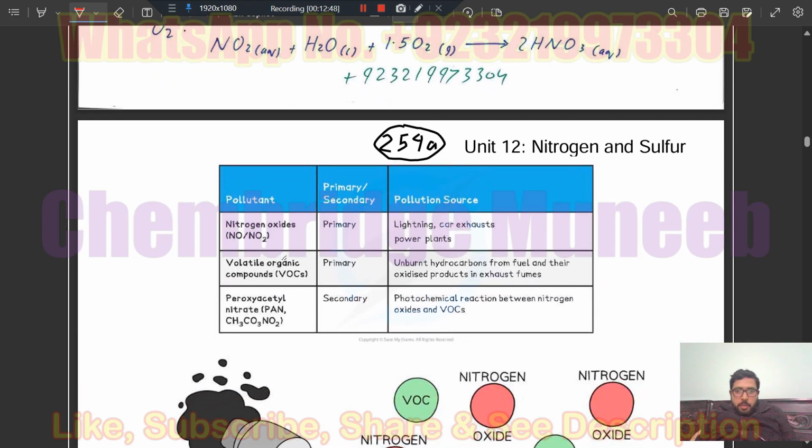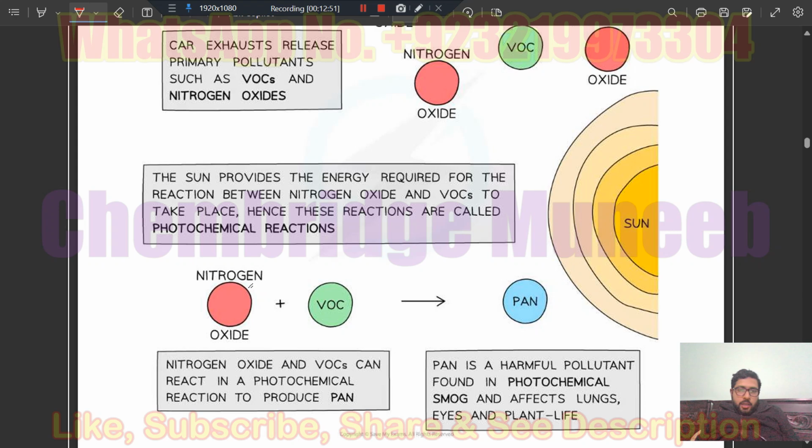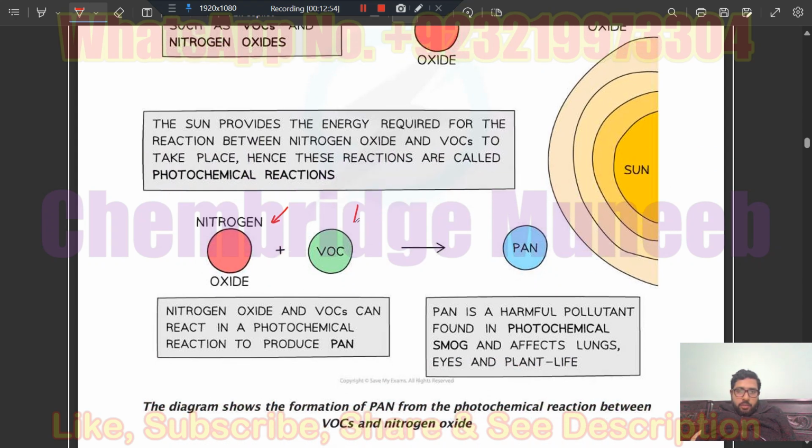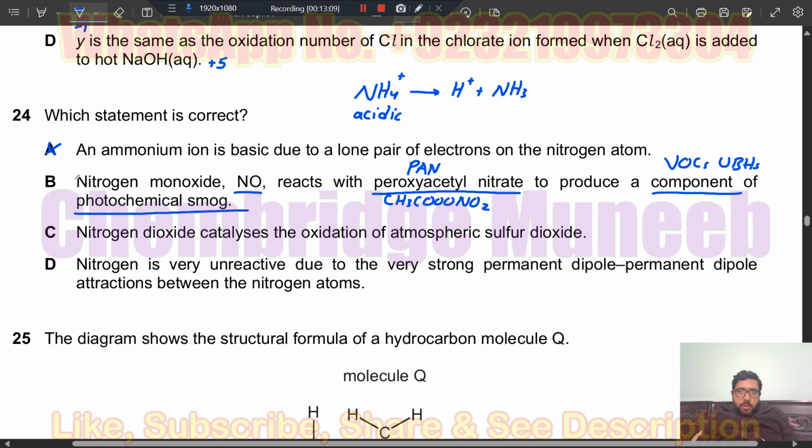It is also diagrammatically mentioned here that the oxide of nitrogen, when it reacts with the VOC, which is a component of photochemical smoke, combines with it to make PAN. So in this way we can say that this statement becomes incorrect. We should write that NO reacts with a component of the photochemical smoke to produce the PAN. That could be the correct answer, but this is not. In the current scenario, the words are interchanged, so B becomes incorrect.